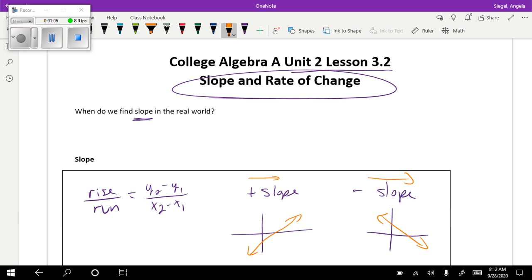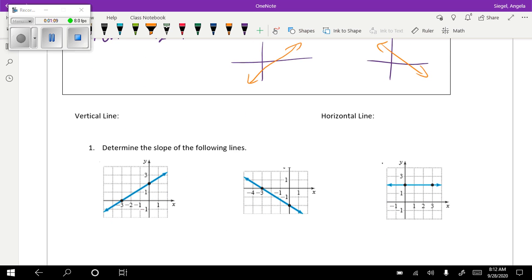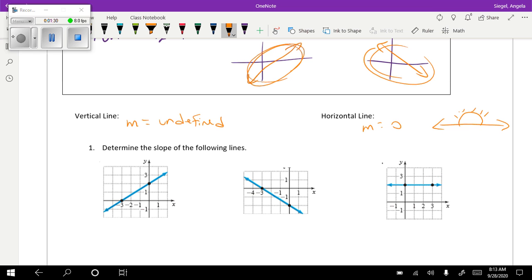Like that. Okay, so there's two things that always trip people up. A vertical line, your slope, m, is undefined. And a horizontal line, your slope is 0. So let's think about horizontal line. First of all, it's like the horizon. And so look at this slope. This slope is going up. This slope is going down. This slope is not going up or down. So it has a slope of 0.